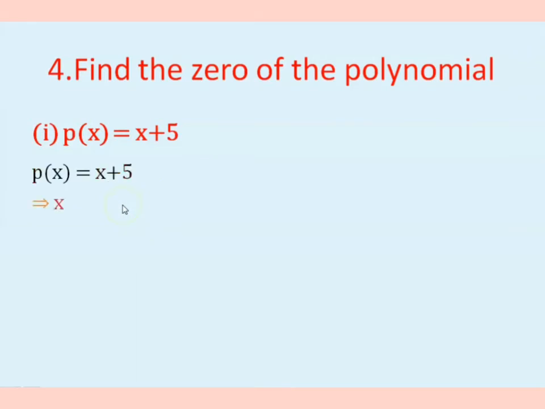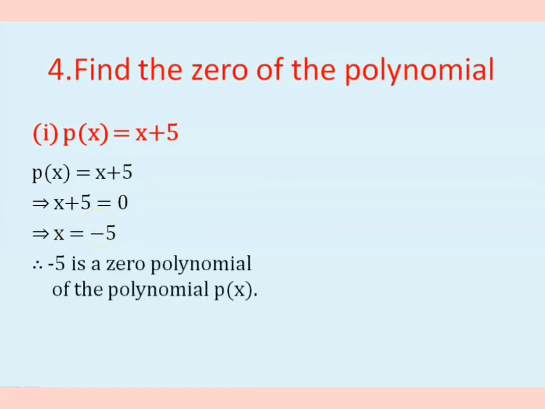Now we'll equate this to 0. X plus 5 equals 0. Transposing 5 to the other side, we get x is equal to minus 5. Therefore, minus 5 is the 0 of the polynomial. We'll check this with the general formula.